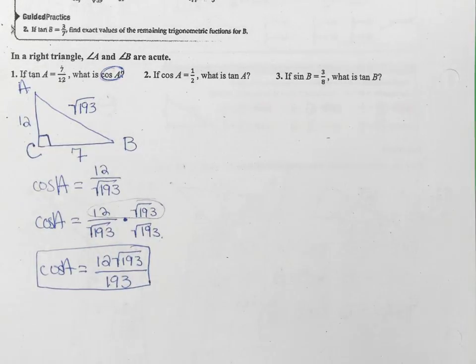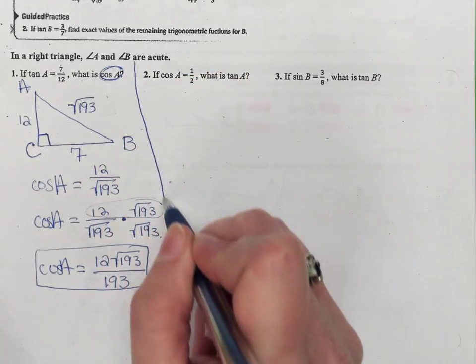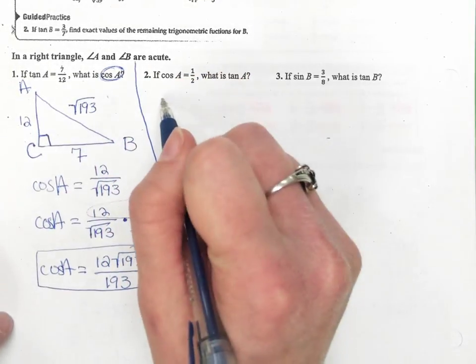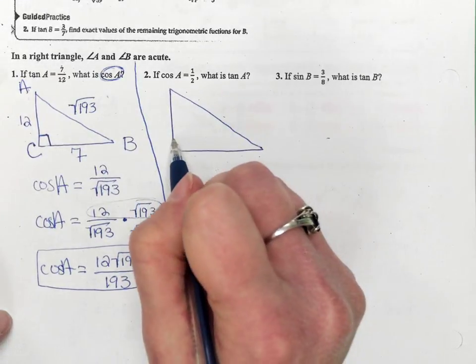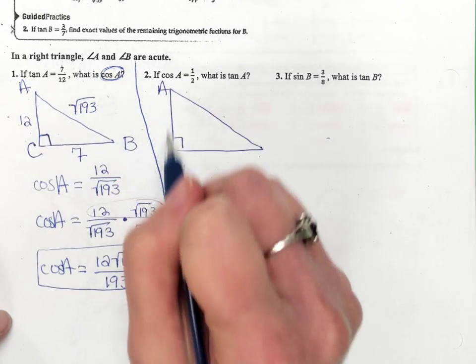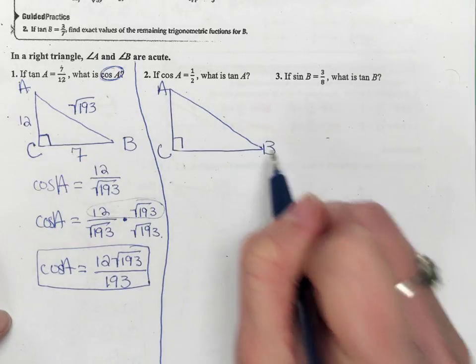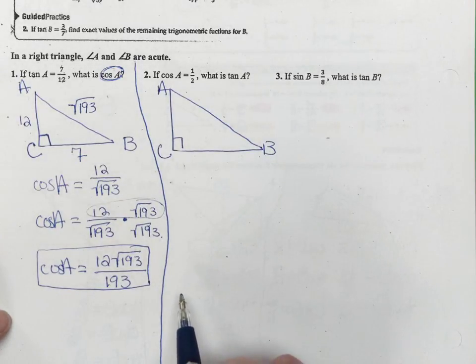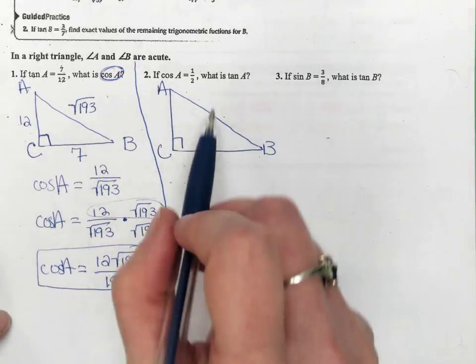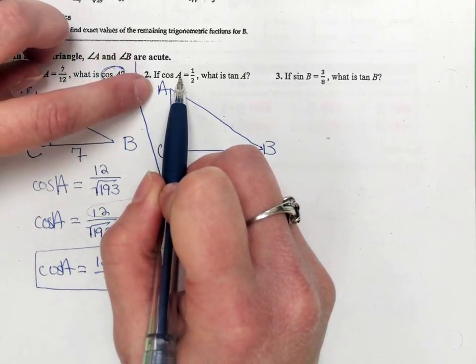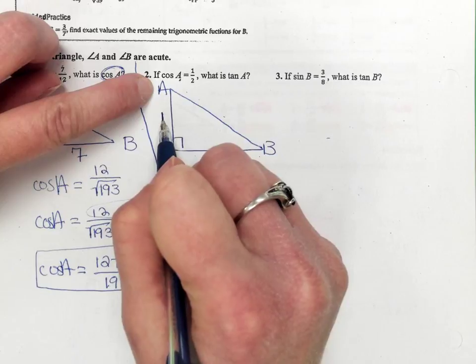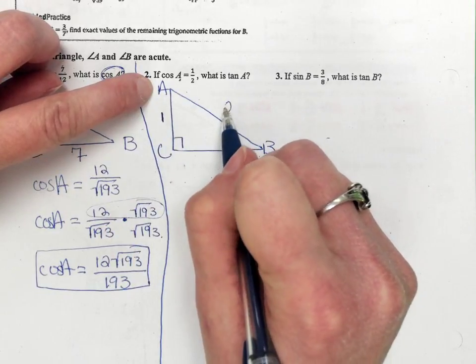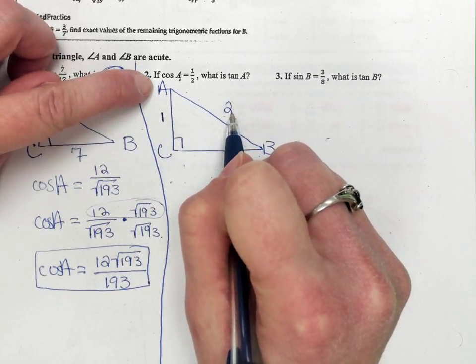Okay, let's do 2 together. You ready? Okay, so first thing I would draw my triangle so that I could see what's what. So we already know that this is A, this is C, and this is B. What angle are we going off of? Angle A, because it said cosine of A, right? Cosine is adjacent, which is 1, over hypotenuse, which is 2.